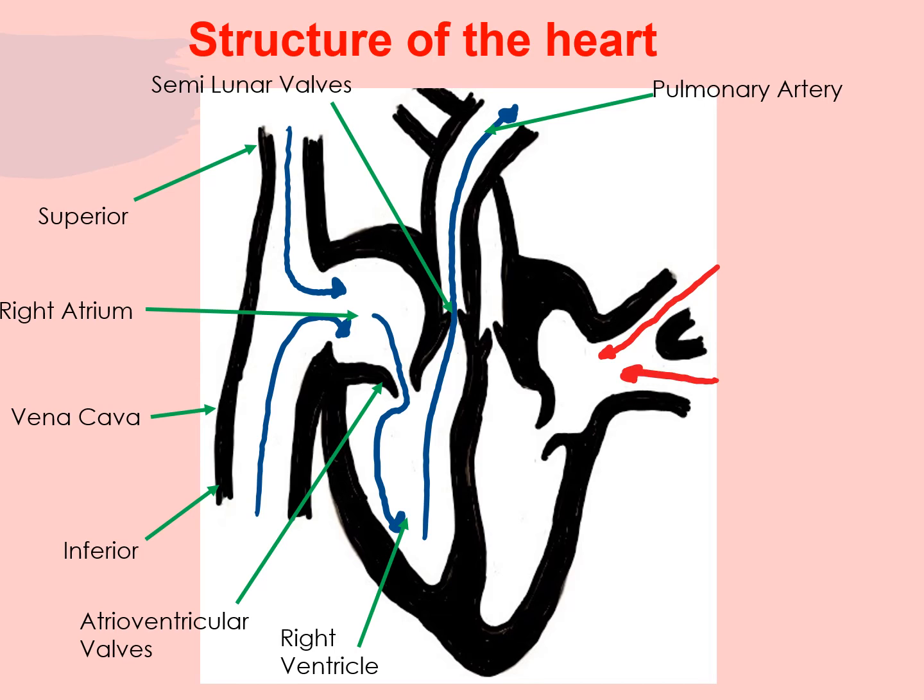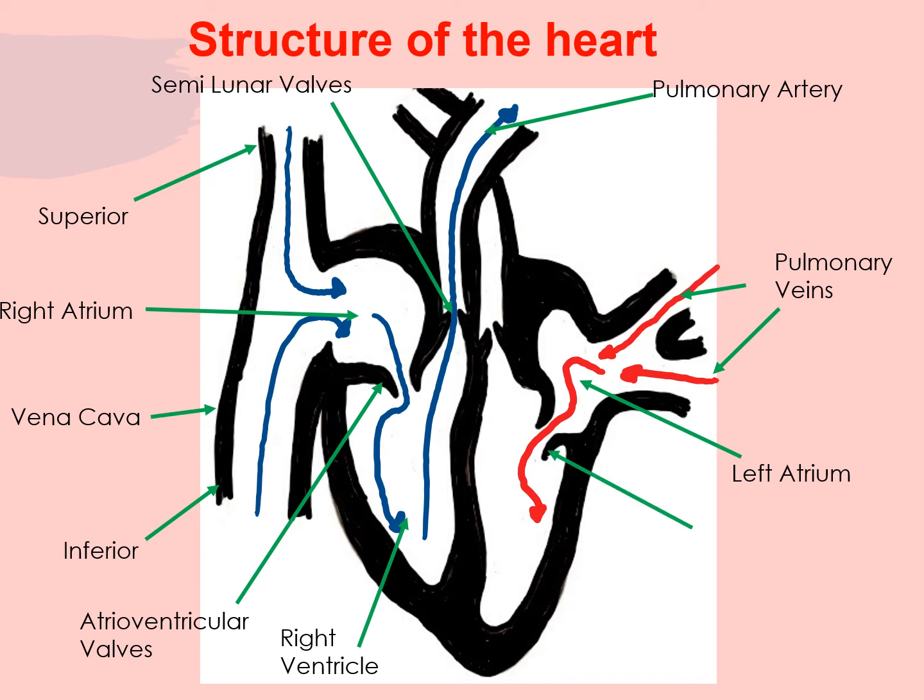Blood goes around the lungs and comes back into the heart on the left-hand side. It comes in via these two vessels, the pulmonary veins. One leads from the left lung and one leads from the right lung. They send the blood into the next chamber, which is our left atrium.